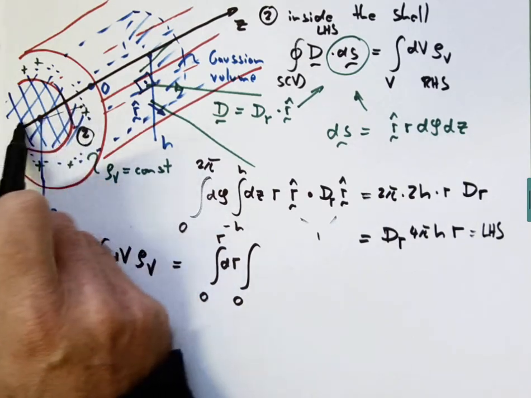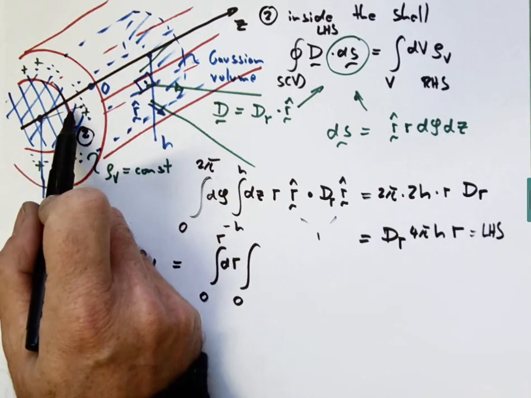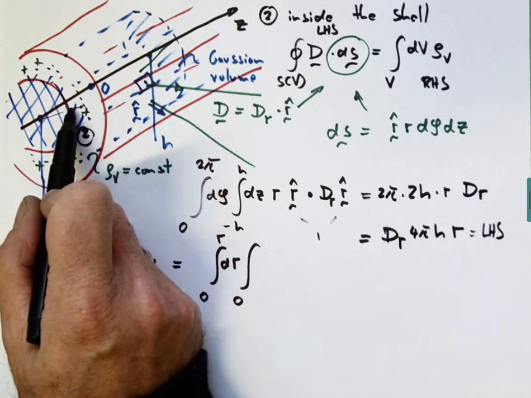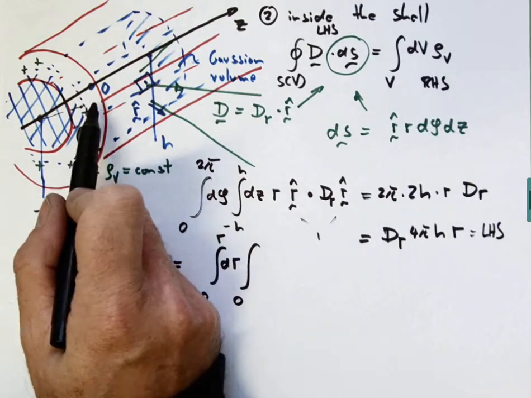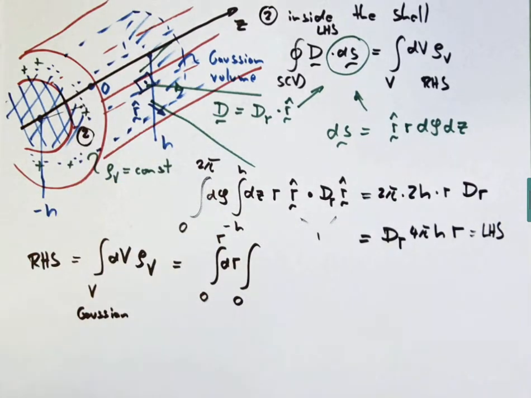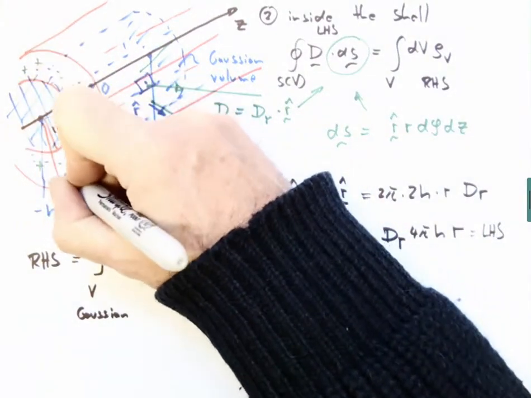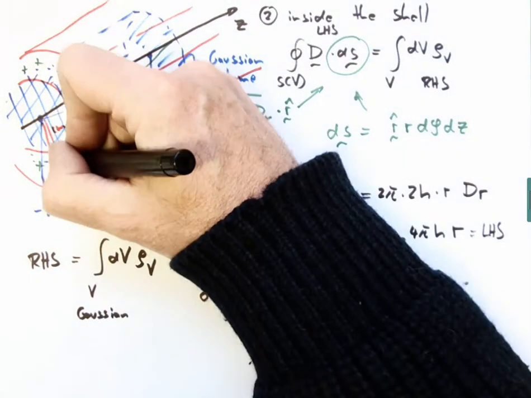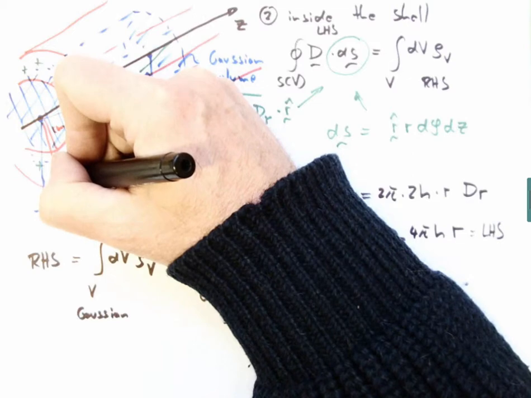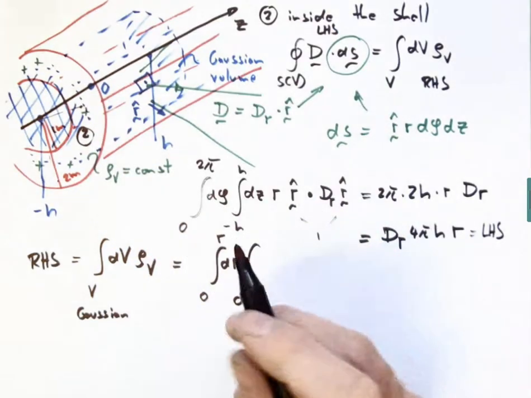That r varies depending on where we've placed our Gaussian surface. If we put it closer to the inside, it will be smaller, and if we put it closer to the 2 meters of the shell, remember the shell is 1 meter on the inside and 2 meters on the outside. So if we place our r closer to the 2 meters, it will be larger, and if we place our r closer to the 1 meter, it will be shorter. So this r is variable.